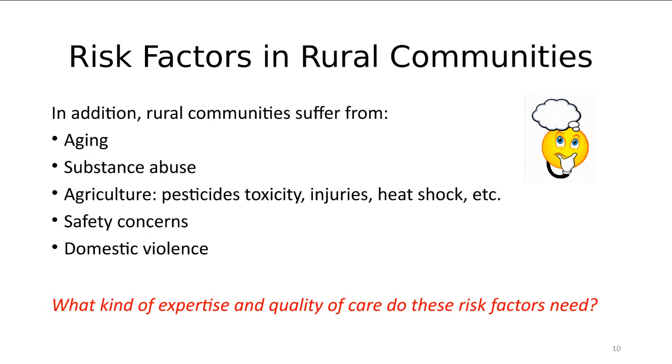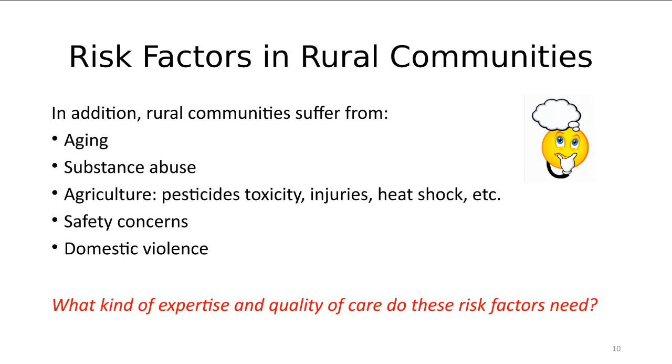So I have a question at the end. What kind of expertise and quality of care do these factors need? So we mentioned really serious risk factors that need to be well addressed and need efforts. We mentioned aging and the chronic diseases related with aging, substance abuse, agriculture that needs a lot of precautions, safety concerns. So do you think these risk factors need simple quality of care and simple health services, or they need really good quality and advanced healthcare service?